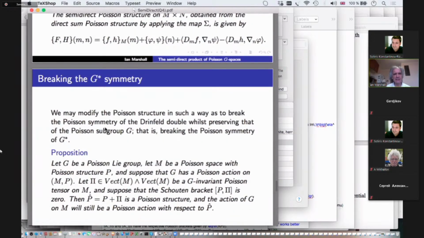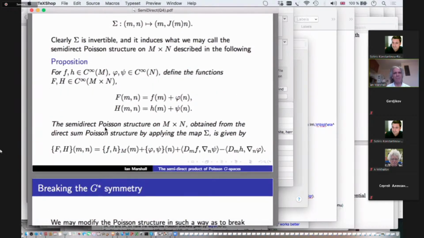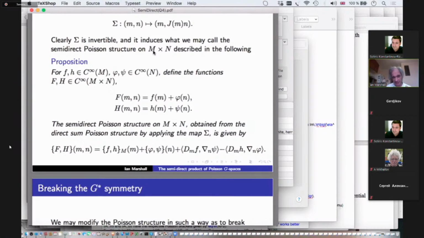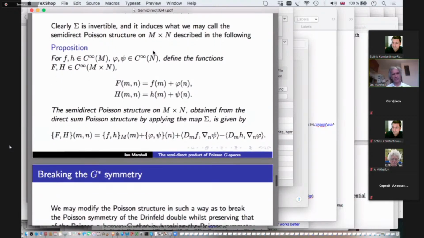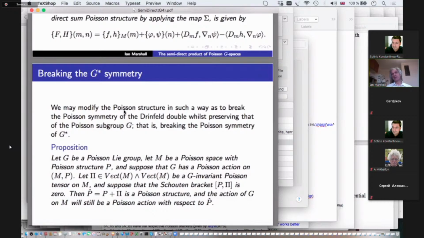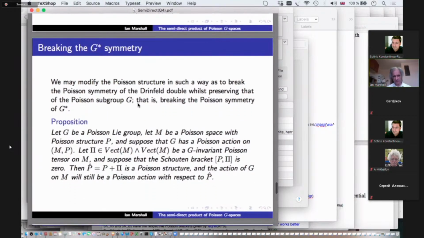Now let's see what we've got. We've got a Poisson structure on M and N, which supports the Poisson action of D, and in turn, it has a Poisson action of G and G star. But now let's modify the Poisson structure. Let's imagine how we might modify a Poisson structure so that the action of D is no longer Poisson, but the action of G is still Poisson. That's a possibility which we find useful here.